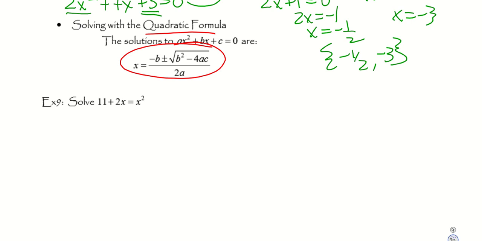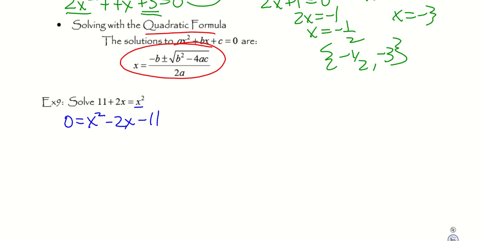First thing I'm going to do is get it equal to 0. And since x squared is positive on the right side, I'm going to move everything to the right side. So I've got 0 equals x squared. Subtracting my 2x from both sides, I get minus 2x. And then subtracting 11, I get minus 11.